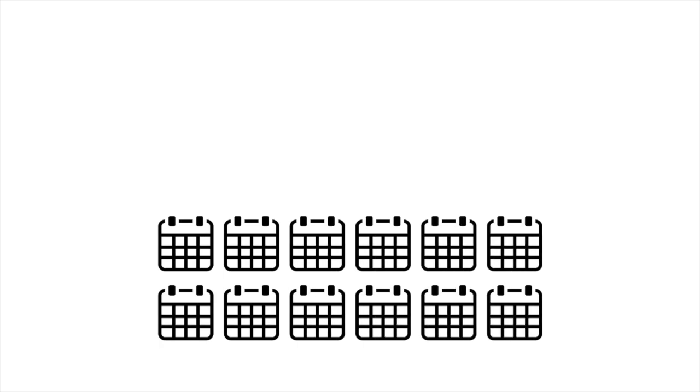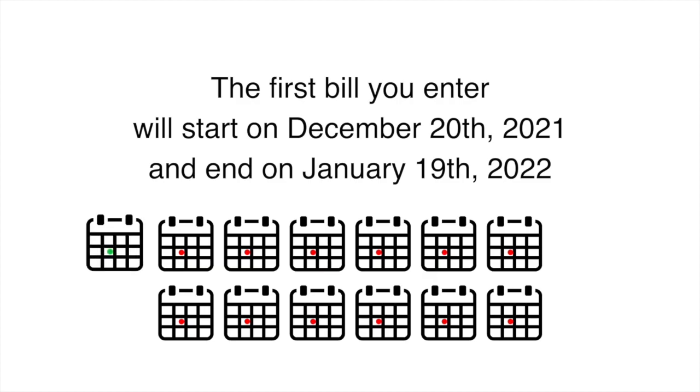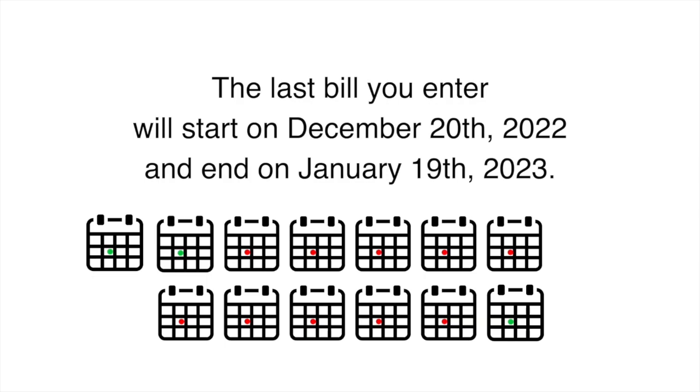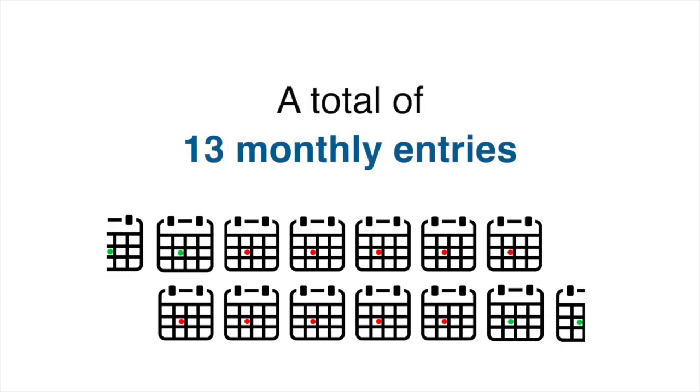For example, you need to report your energy consumption from January 1st, 2022 to December 31st, 2022, and your billing cycle starts on the 20th of every month. The first bill you enter will start on December 20th, 2021 and have an end date of January 19th, 2022. And the last bill you enter will start on December 20th, 2022 and end on January 19th, 2023, for a total of 13 monthly entries.